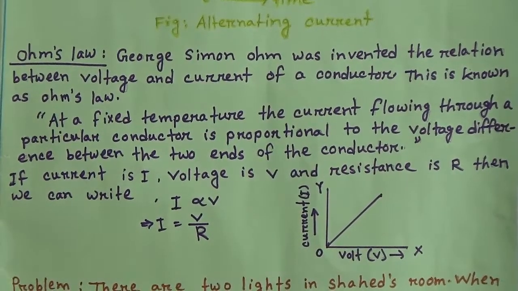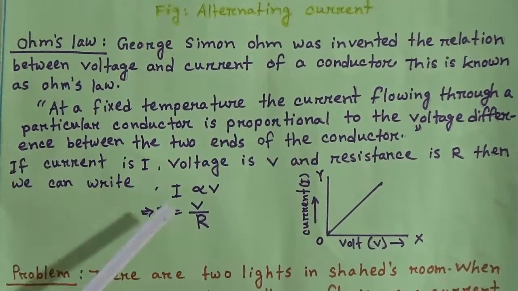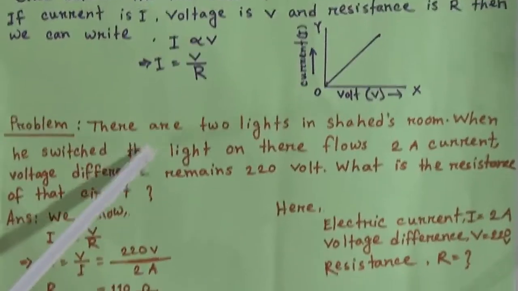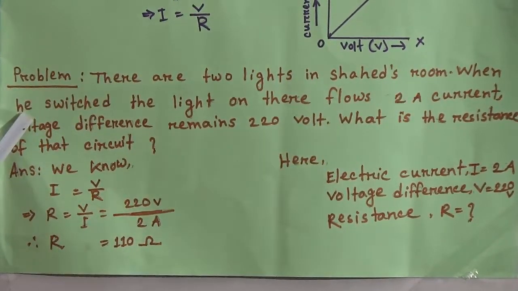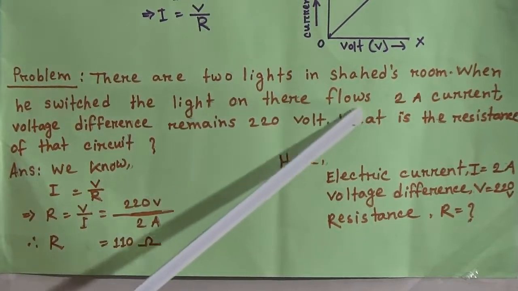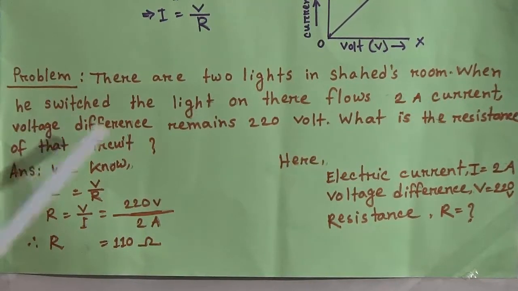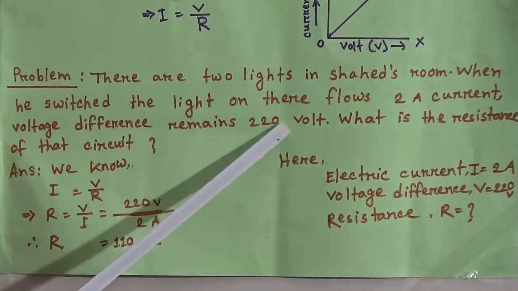Okay. Now let's do a problem. There are two lights in Shahid's room. When he switched the light on, 2 ampere current flows and the voltage difference remains 220 volt.